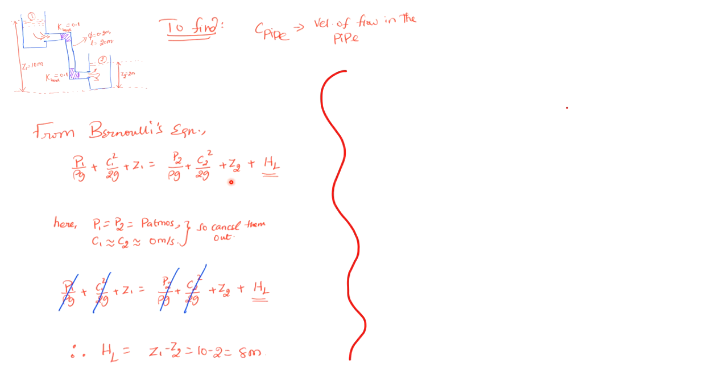So what do we have? P1 gets cancelled, C1 gets cancelled, P2, C2 gets cancelled. So we have Z1 equals Z2 plus head loss. So head loss is going to be, Z2 goes to the other side of the equal to sign and becomes negative, Z1 minus Z2, which is 8 meter. So we have found the head loss, but we have got to find the velocity in the pipe.